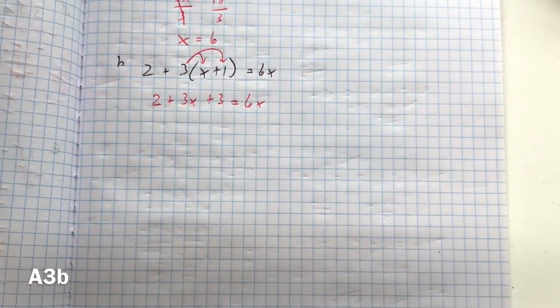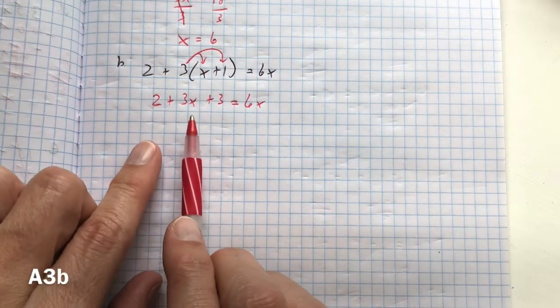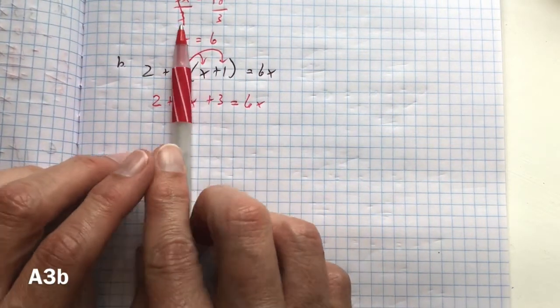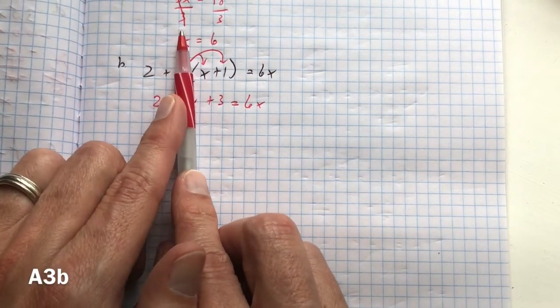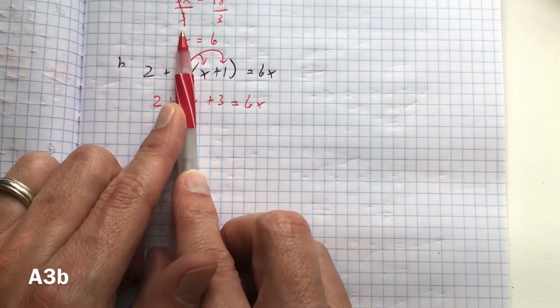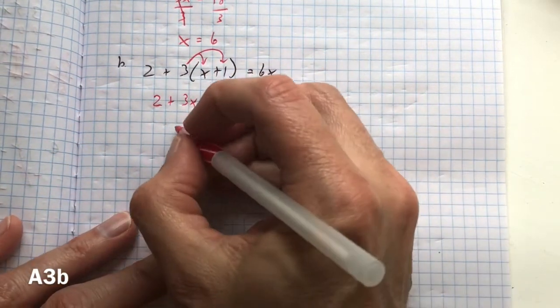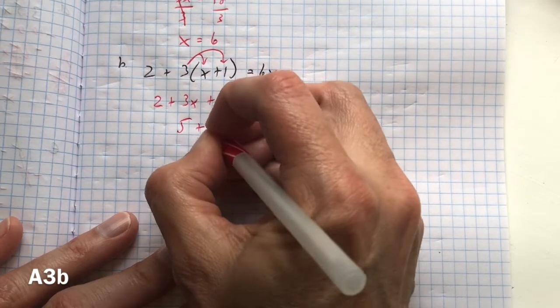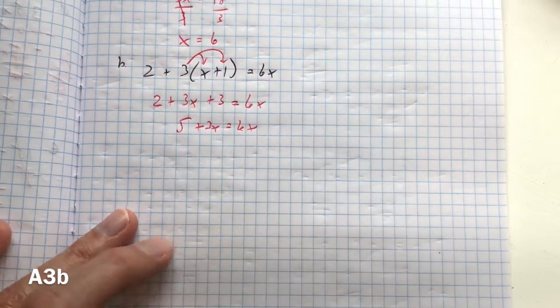All right, now before we do any moving around of pouches and coins, notice how I've got some loose coins on both sides here. On this one side I've got a 2 plus 3. Let's simplify that and put that together first. So 5 plus 3x equals 6x.